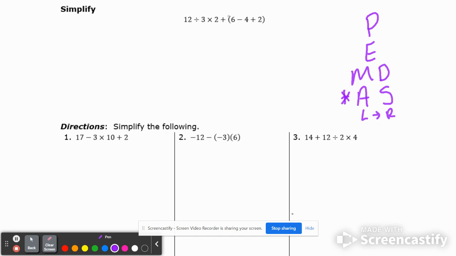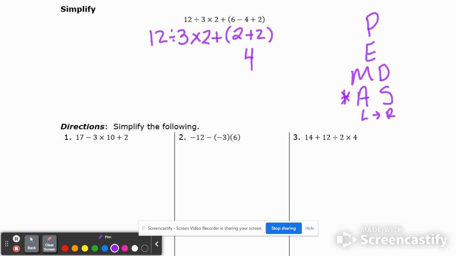So it's going to be 6 minus 4, which is 2. And then I just bring down my plus 2. I'm not quite done with that yet, so I'm just going to add that together. Now my parentheses are gone, but I haven't taken care of anything in front of it, so now I've got to bring everything down.